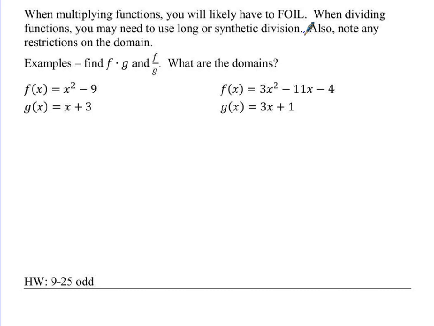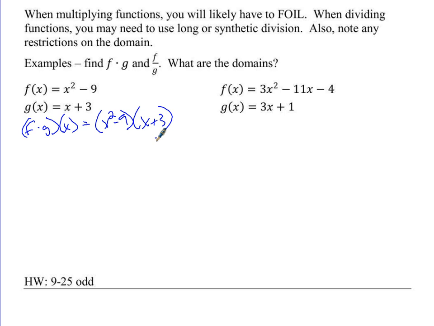So, for example, we have f and g again. And this time we're finding f times g and f divided by g. And we also need to talk about the domains of the resulting functions. So let's do f times g first. We have f times g of x equals. What that means I do is I take the two functions and I multiply them together. So x squared minus 9 times x plus 3.